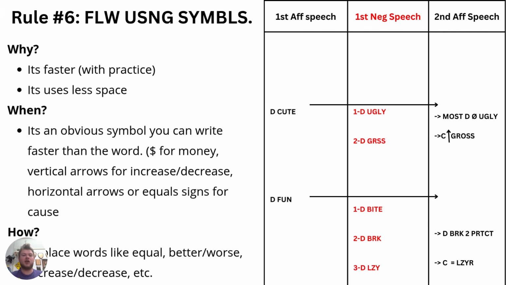And the final rule of flowing is to flow using symbols. This is because, once again, it's faster and it uses less space. So you can use a symbol when it's obvious, like anytime you're talking about money, use a dollar sign, right? If something is increasing or decreasing, you can use arrows going up or down. If you're saying that one thing causes another thing, you could use arrows going left or right. Or if you're trying to say something is the same as something else or different than something else, you could use an equal sign or an equal sign with a line through it.